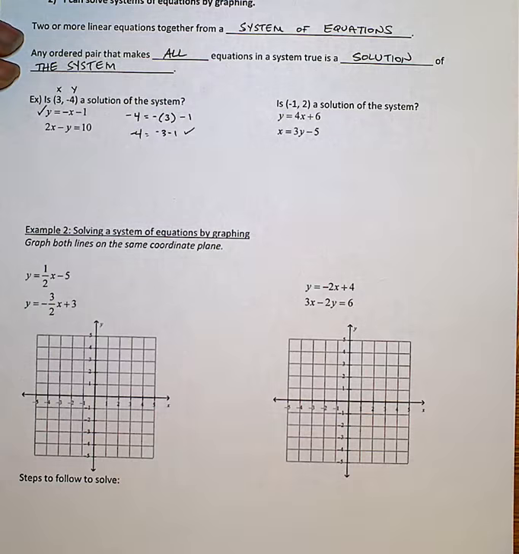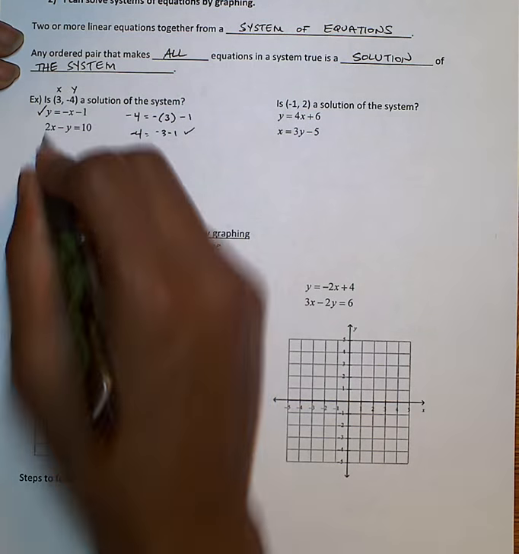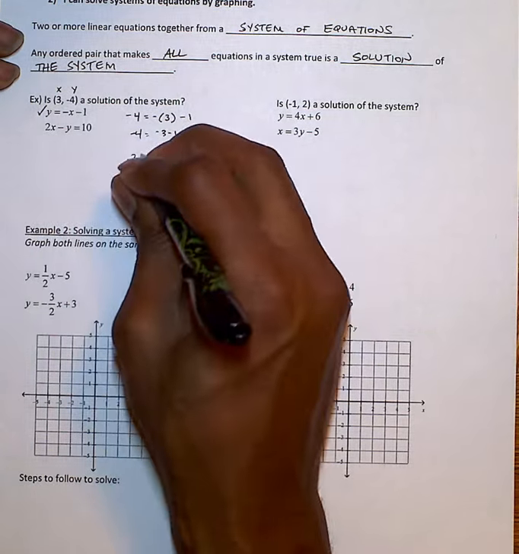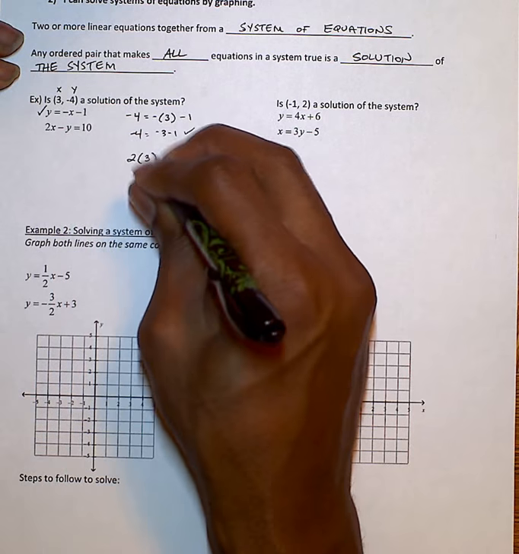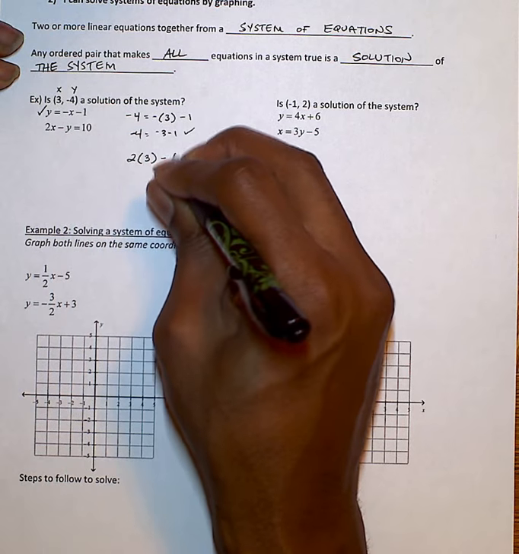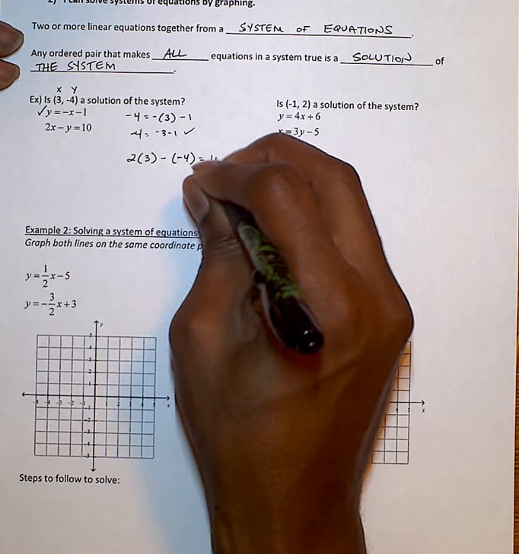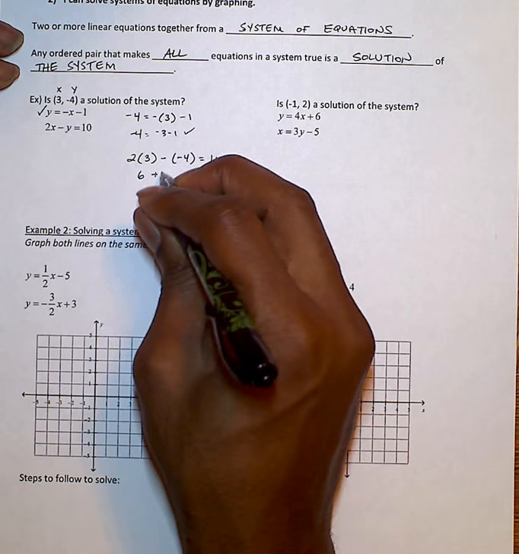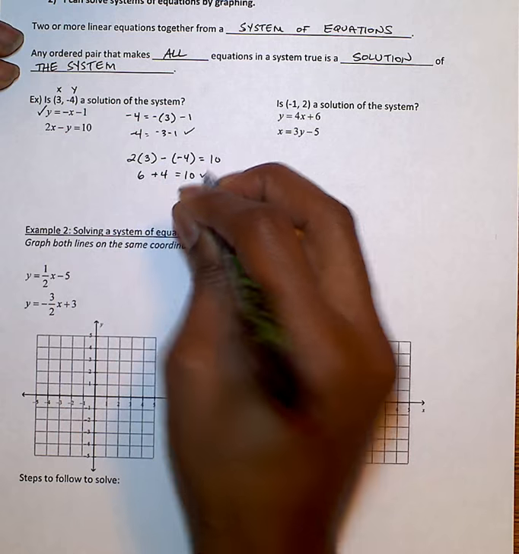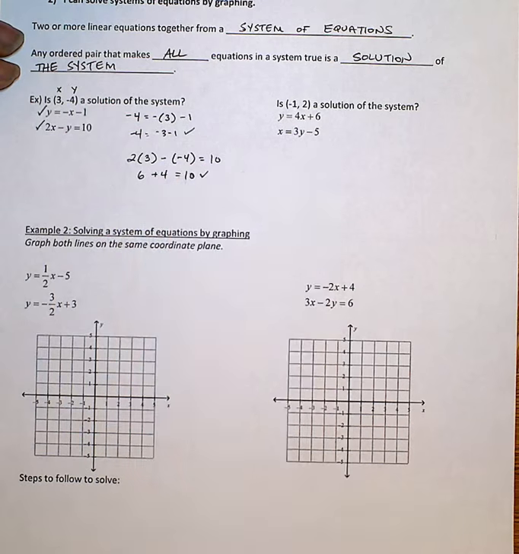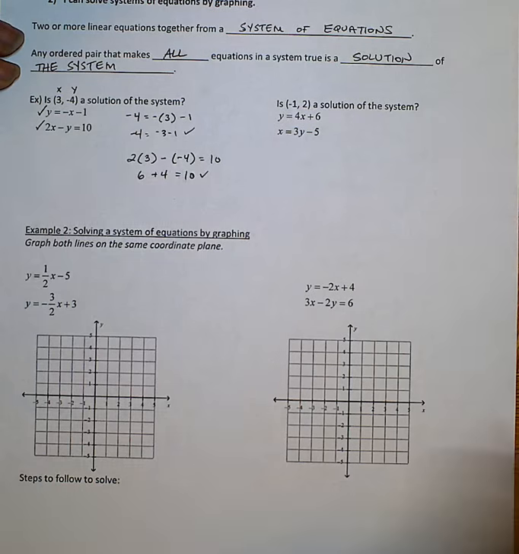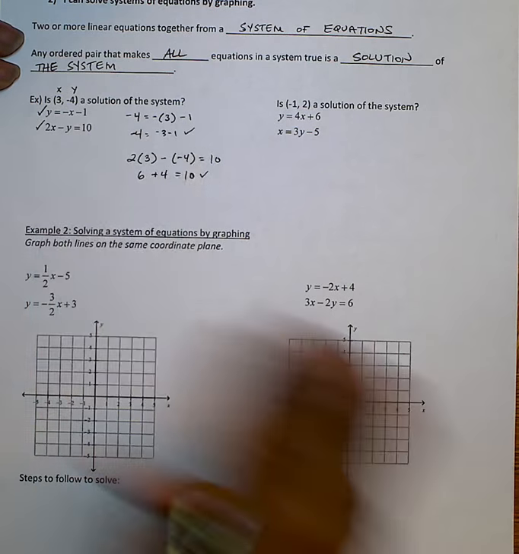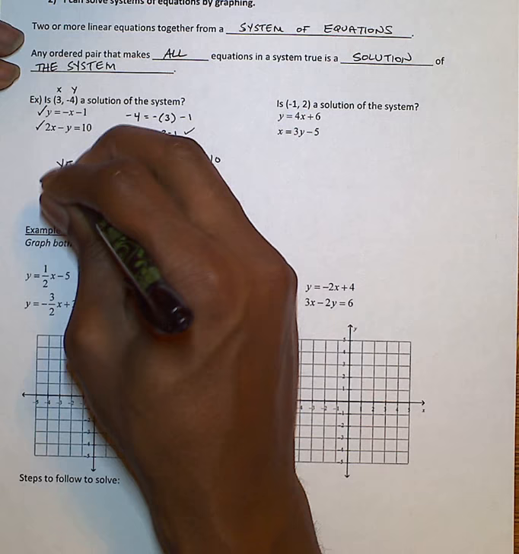Now we'll continue on to the second equation and see if that is true as well. Again, I'm plugging in 3 for x here, minus negative 4 equals 10. So 2 times 3 is 6. Minus a negative means we're adding. 6 plus 4 is 10. That is true. It makes both equations true. So is (3, -4) a solution of the system? The answer is yes.